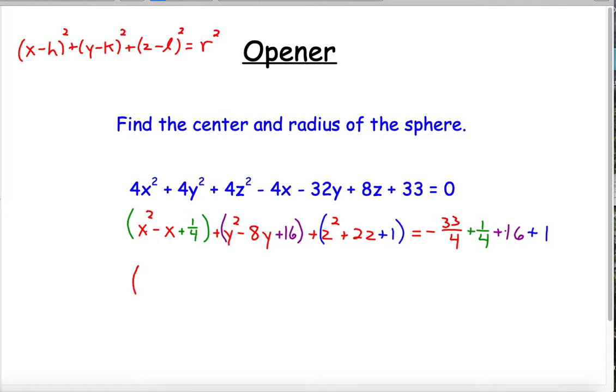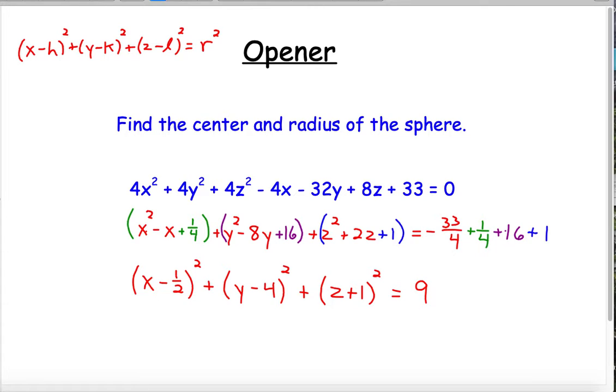All right, so now I can write the first 3 terms here as x minus 1/2 quantity squared. You can go ahead and multiply that out just to verify that it equals x squared minus x plus 1/4. And then the second group here, this would be y minus 4 times y minus 4, or y minus 4 squared. And this would be z plus 1 times z plus 1, or z plus 1 quantity squared. And then the other side, negative 33/4 plus a 4th is negative 32/4, so that's negative 8. Plus 16 is 8, plus 1 is 9.